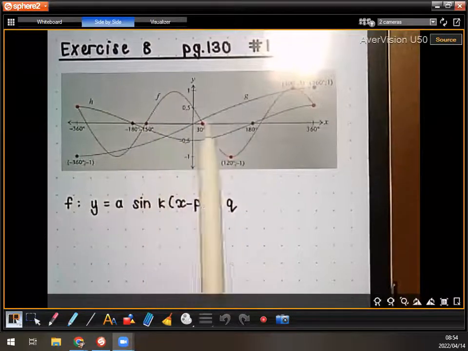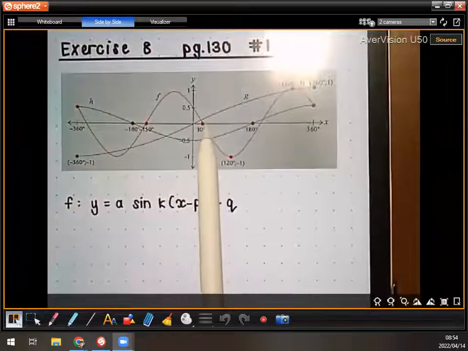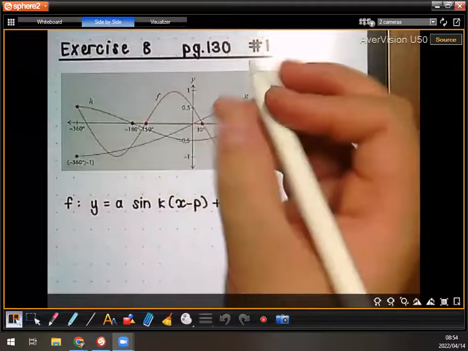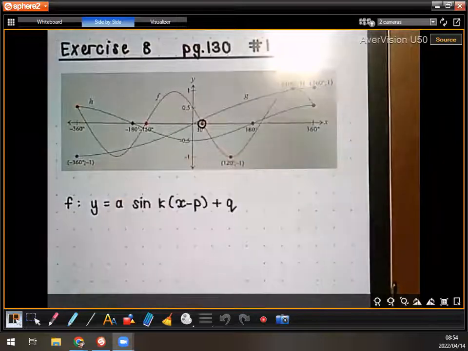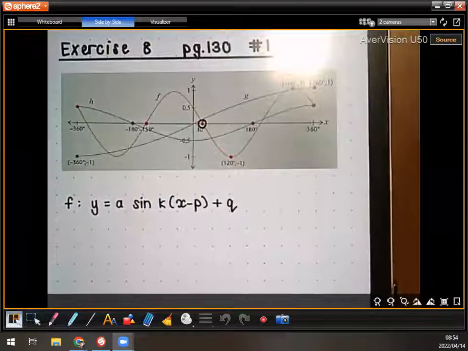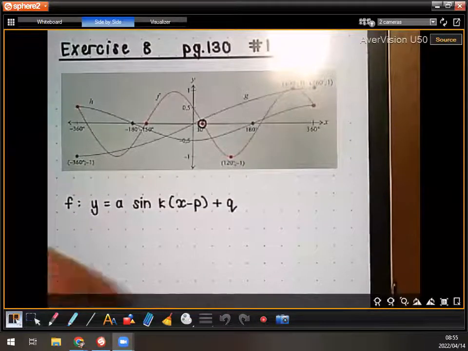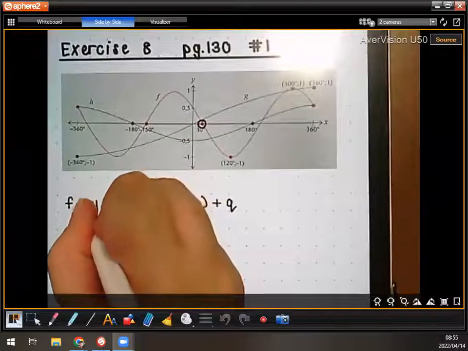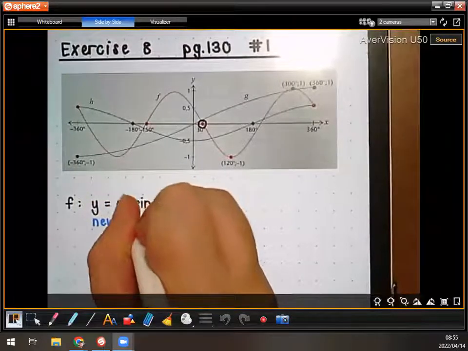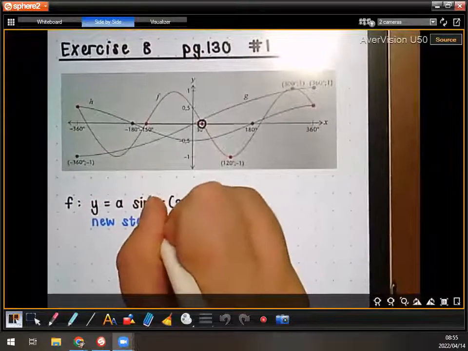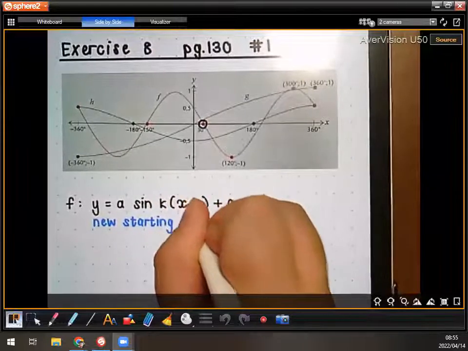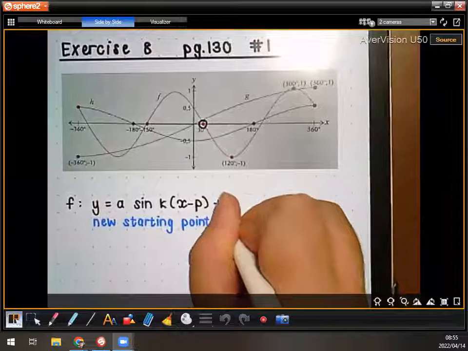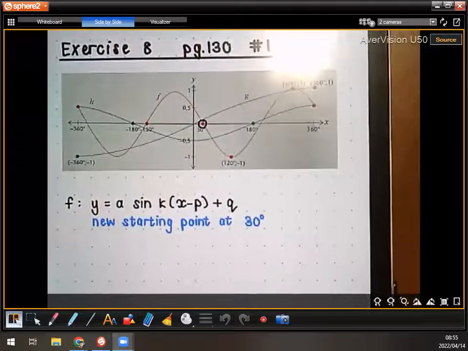Now guys, before we do that, let's just quickly see. I think that that point is a new starting point, right? It looks like the graph has shifted there. You obviously don't have this graph in your books now, it's in your textbook, but I would circle that graph. In the exam, you are going to get the graphs on your question sheet, so you can circle that. So to me, it looks like the new starting point is at 30, sorry. I'm going to write that down. New starting point at 30 degrees. Positive 30. Yes.